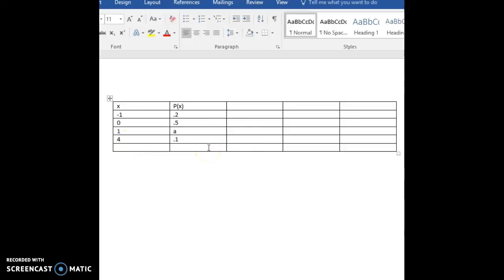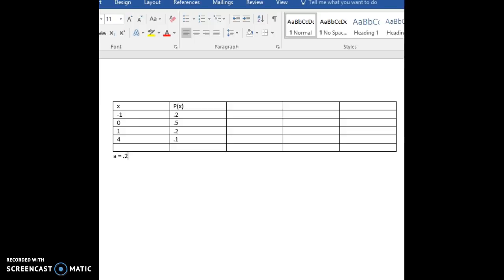All right, so we have this probability distribution, and the first thing that we need is A, because A is missing from our chart. Now recall, everything under P of X has to add up to 1. So if we look at it right now, everything that we have adds up to 0.8. And that means that A has to be 0.2 to add up to 1. So immediately we've got our A, it's 0.2.